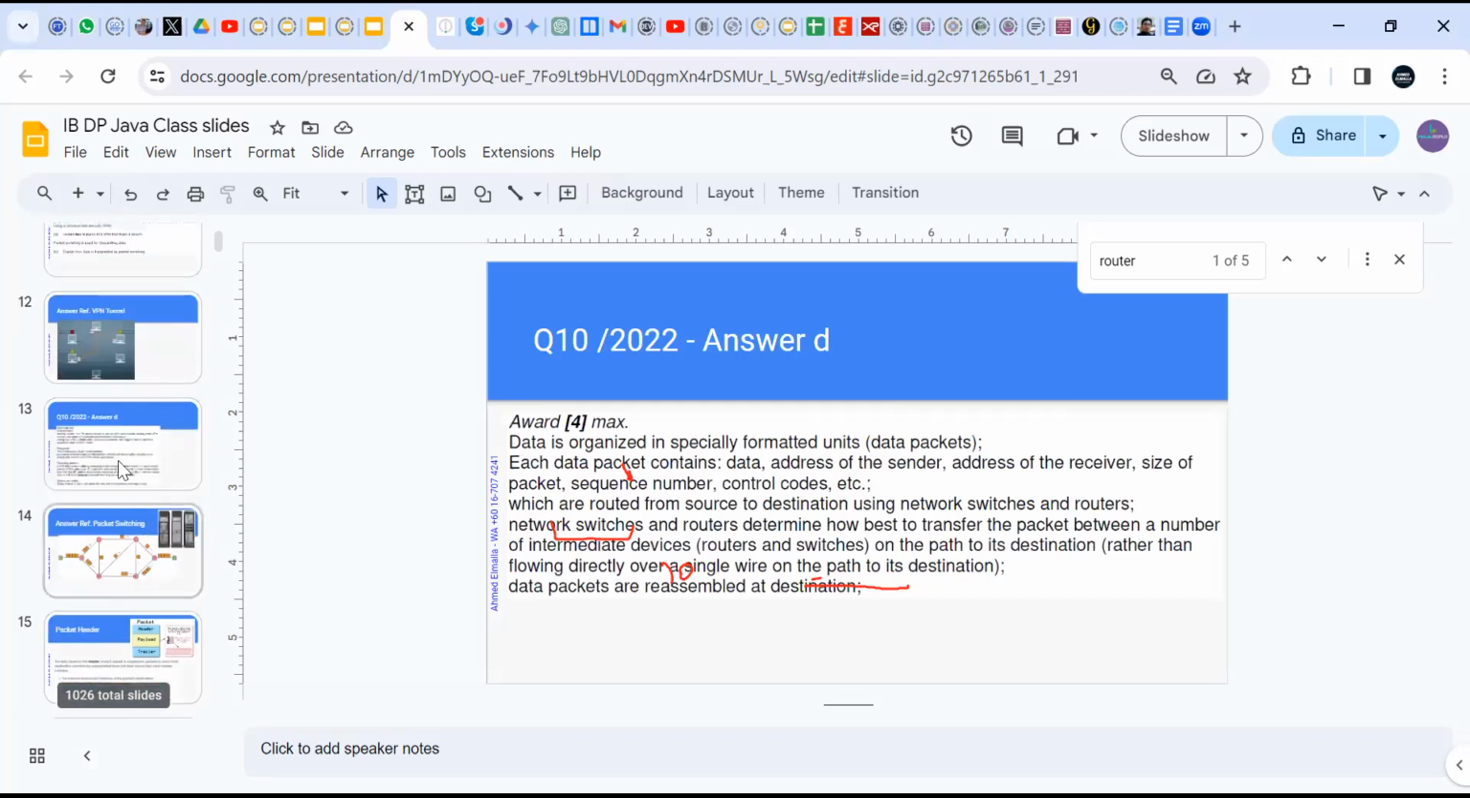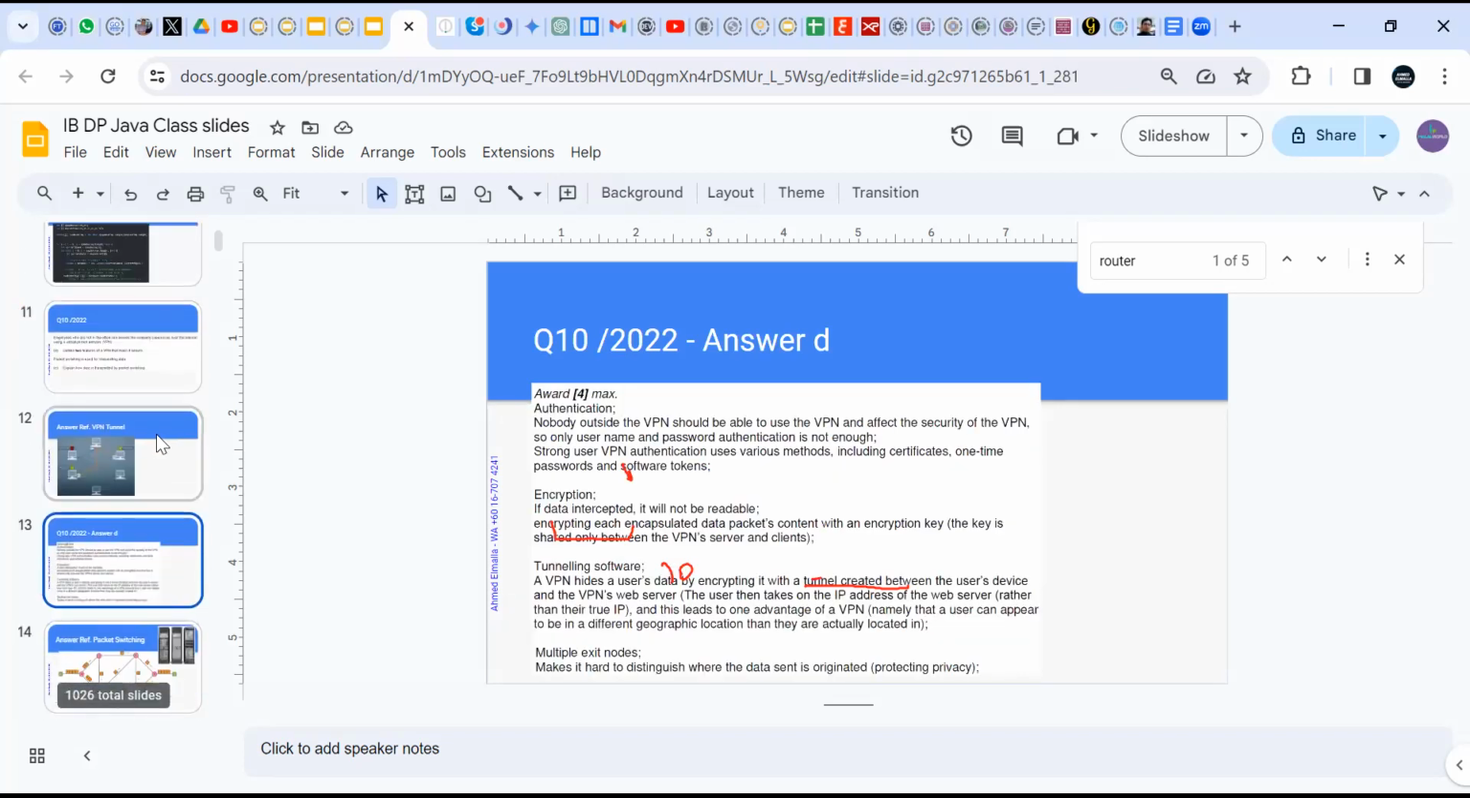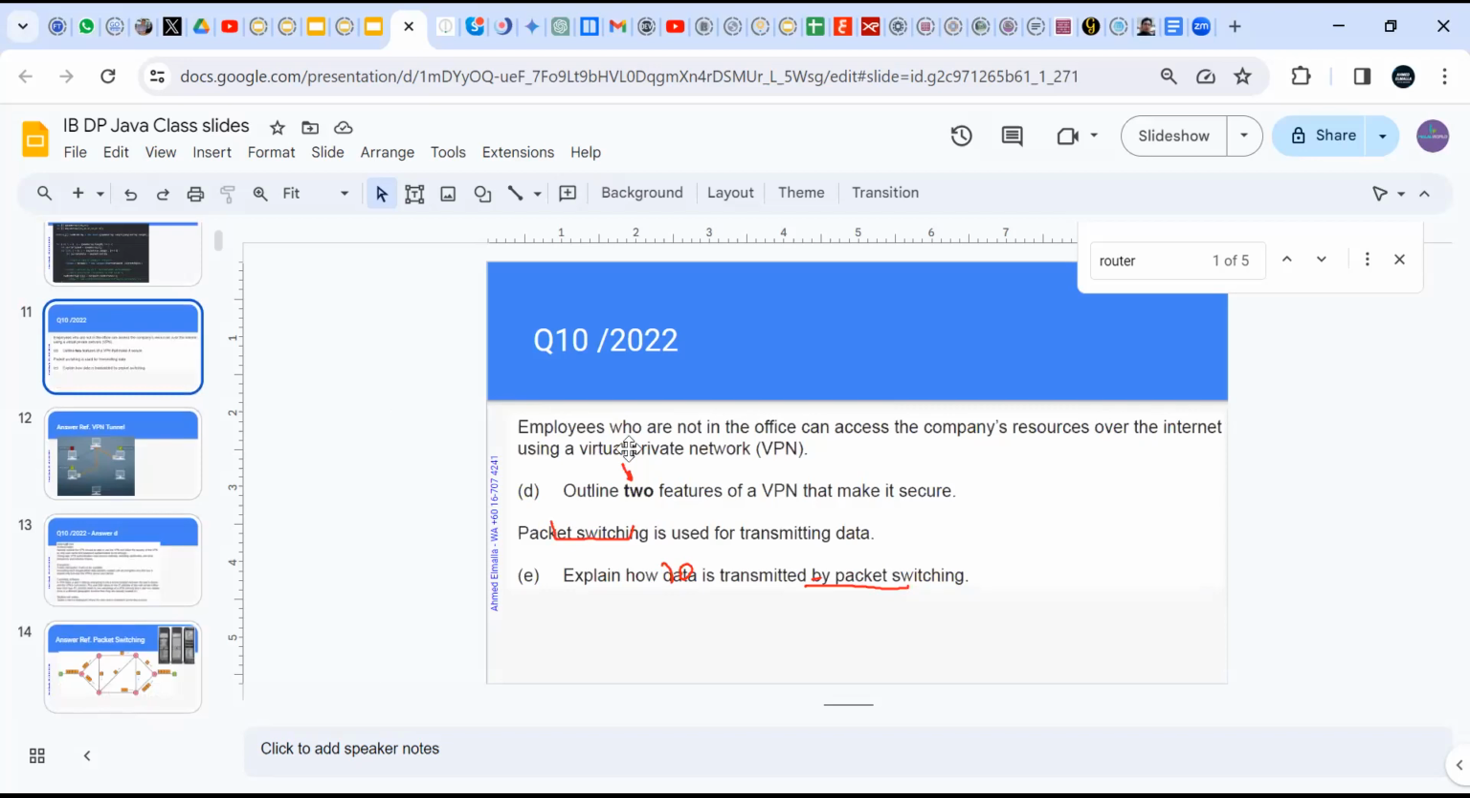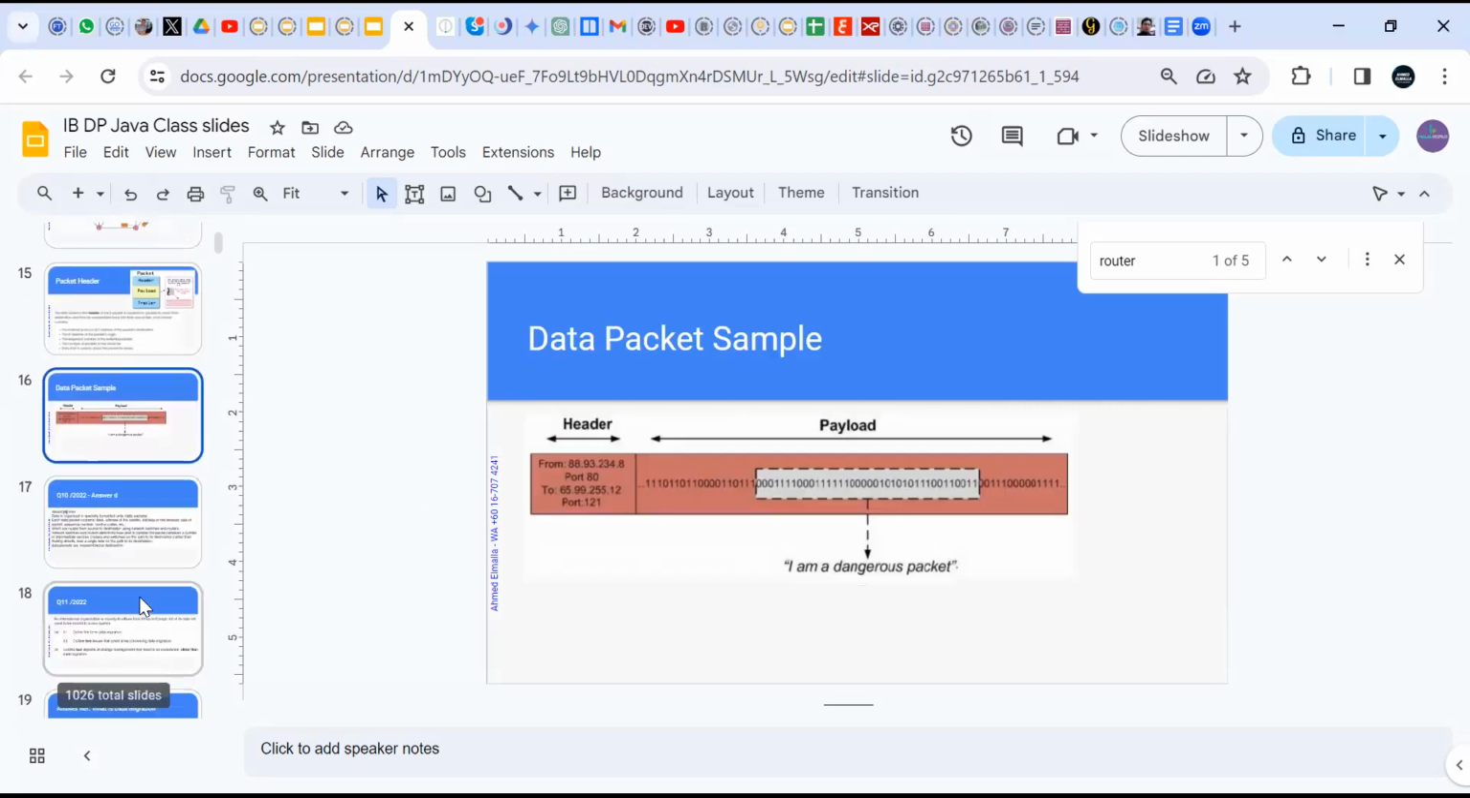Okay. So let us go back to our question. We managed to say 2 features about VPN, and we managed to explain data through packet switching. Did you understand the packet switching? Yeah. Sure, clear. Yes. Okay.